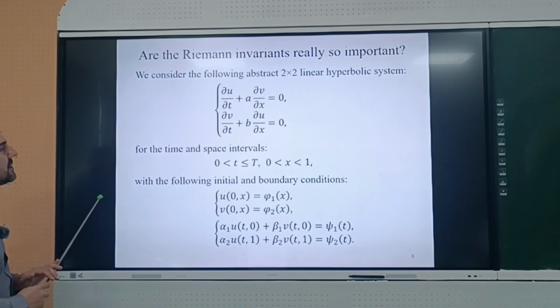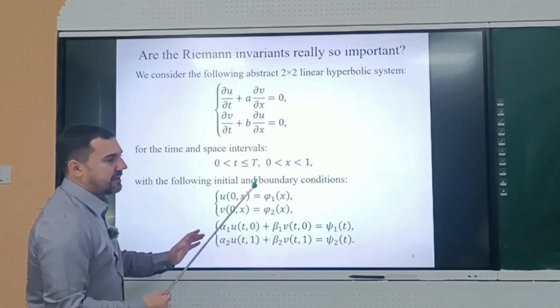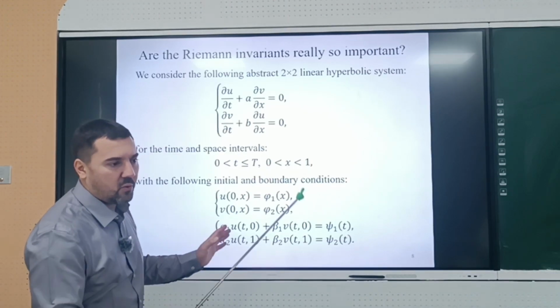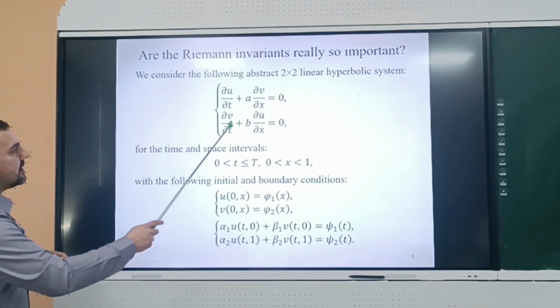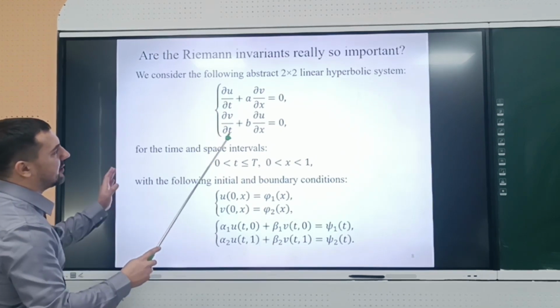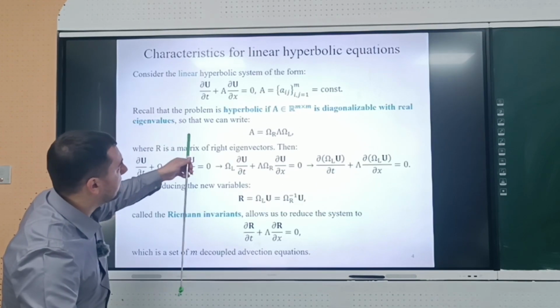We consider the following abstract 2 times 2 linear hyperbolic system, and I'd like to show you one more time and explain to you the importance of Riemann invariants. So what does it mean? Why do we discuss all these things? So consider just this abstract system. So it's the example of this general case.